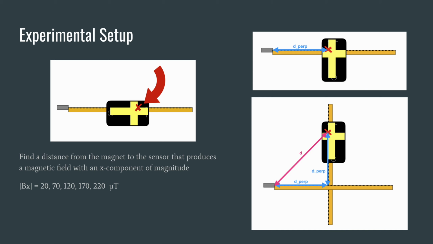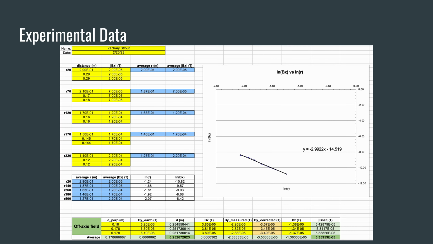And then for the off axis, basically the same setup was used, but to find d perp, for which the net magnetic field had a magnitude of 100 microtesla, and then to create a 45-degree angle using this d perp, calculating d, and then using the magnetometer app to determine the x, y, and z components of the net magnetic field at this location.